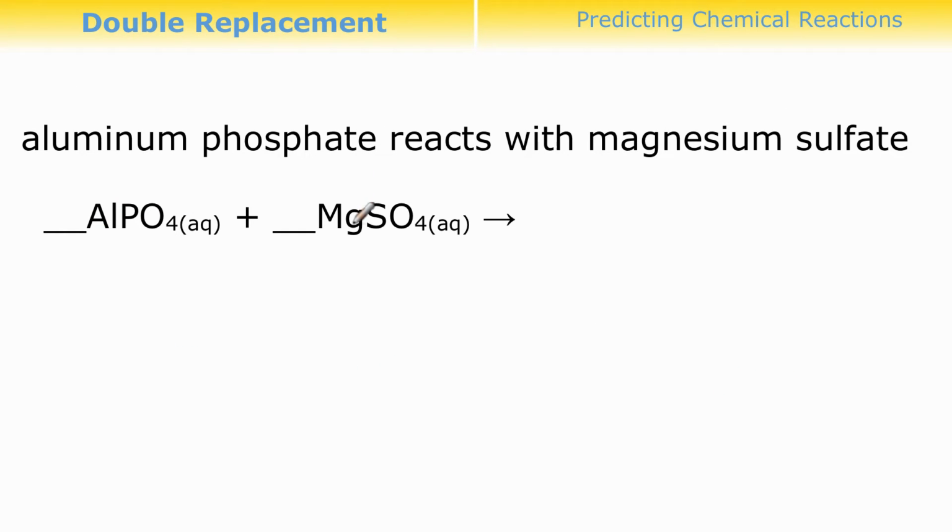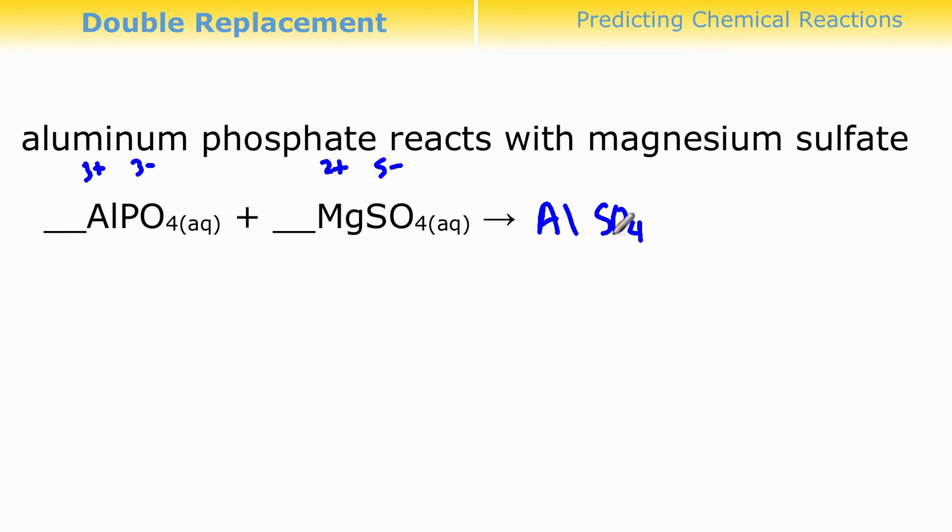Aluminum phosphate reacting with magnesium sulfate. Okay, so aluminum is a 3 plus. Phosphate off the chart is a 3 minus. That's why there's just one of each of those. Magnesium's a 2 plus, sulfate's a 2 minus. Again, that's why there's just one of each. But now I have to double replace things. So this aluminum, is it going to go with the magnesium or with the sulfate? Hopefully it said sulfate. So aluminum is going to go with the sulfate.